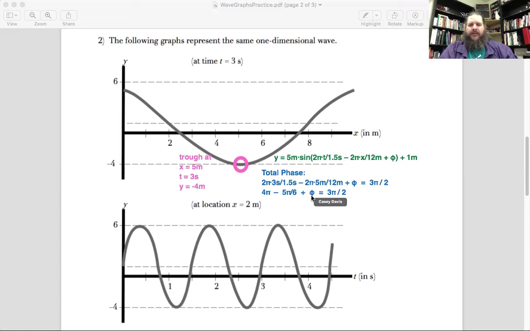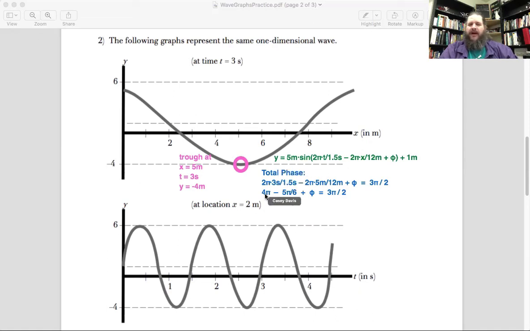And then we'll just need to solve for phi. And to solve for phi, what would we do? Like, how would we cancel out the 4 pi? What's the opposite of this 4 pi here? Or how would we algebraically get rid of a plus 4 pi? Subtract it from both sides. Yeah, subtract 4 pi from both sides.